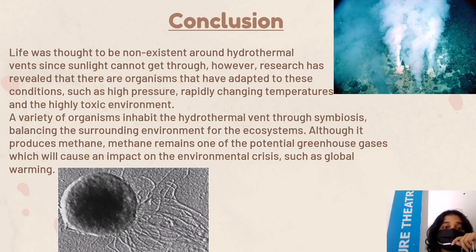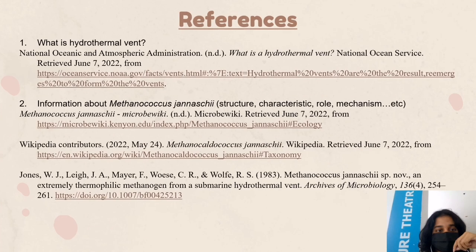We have now arrived at the conclusion of this presentation. So, as it was thought before, life was believed to be non-existent around hydrothermal vents, since sunlight cannot get through into the deep ocean. However, with constant research, it was revealed that organisms such as Methanococcus have adapted to these conditions, such as the changing temperature, rapid high pressure, and very toxic environment. So organisms do inhabit the hydrothermal vent through symbiosis from other ecosystems. And although it produces methane, methane still is a greenhouse gas, and this will of course impact the environmental crisis such as global warming. Our references, of course, please do go through them if you'd love to know more.